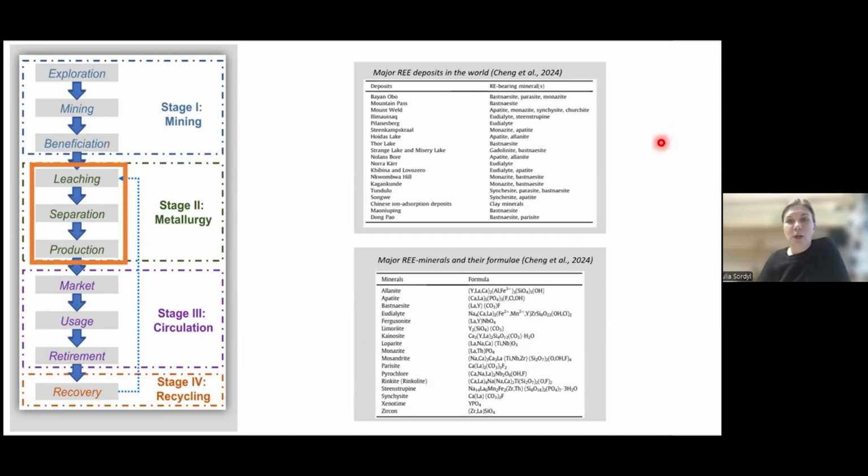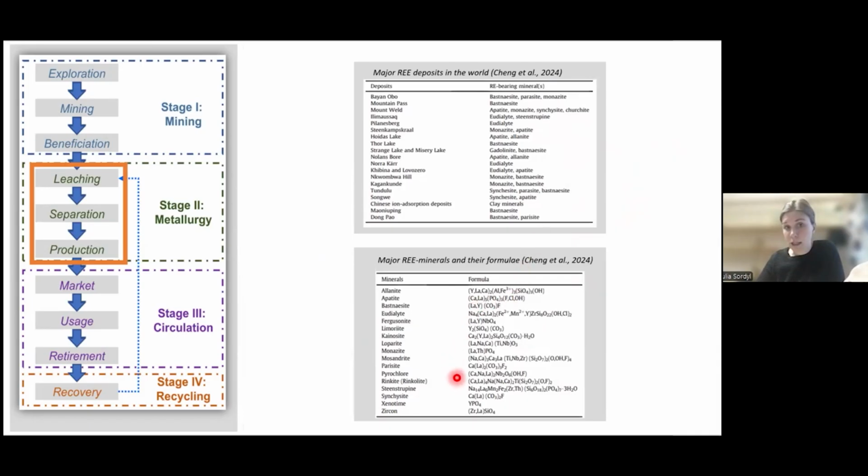And when we take a look at those tables that I presented earlier, as I said, the mineralogy of this deposit is quite complex. I only presented a metallurgical approach for two minerals, bastnäsite and monazite.